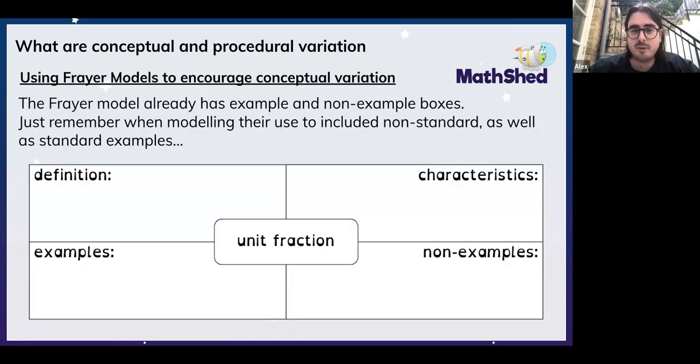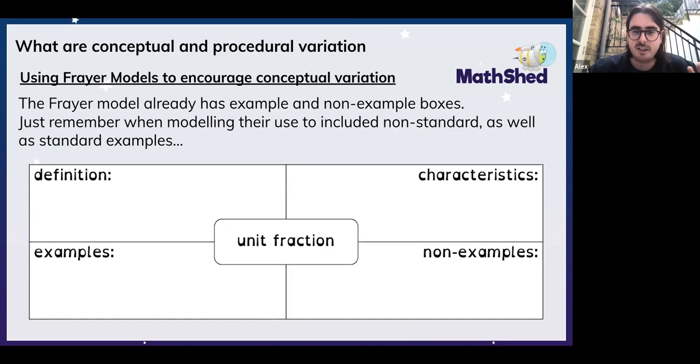Now, a way that we've built this into a lot of our MathShed lessons is by using Frayer models. Frayer models are used to help children build vocabulary. It's not just something that is used in maths, it can be used in literacy, topic, history, geography, and science even, to help children build vocabulary. It's just a frame that you can use in various settings.